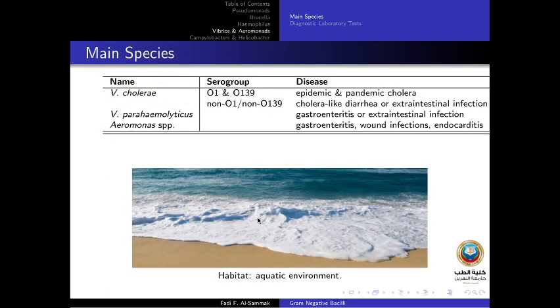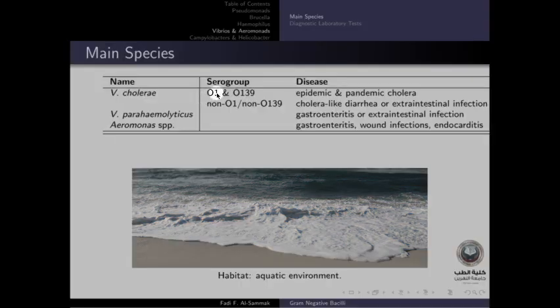Now we go to Vibrios and Aeromonas. The one species that is responsible for the cholera epidemic and pandemic is the Vibrio cholerae, but not all. Only the serogroups O1 and O139, because we have about 206 O antigens, somatic antigens, but only two, the O1 and O139, are responsible for the epidemic and pandemic cholera. And all of the O antigens cause cholera-like diarrhea or extraintestinal infection. Vibrio parahaemolyticus is responsible for gastroenteritis or extraintestinal infection again.